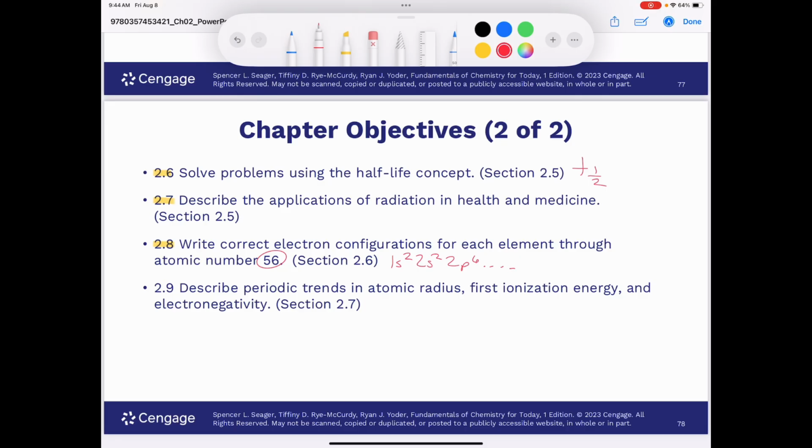Element 56 would be barium. Okay, so you don't have to worry about F. I mentioned the F orbitals, and I said we don't cover those in this class, so don't stress about them. And then describe periodic trends. So you should know the trend for radius, first ionization energy, and electronegativity, which were covered in this video.